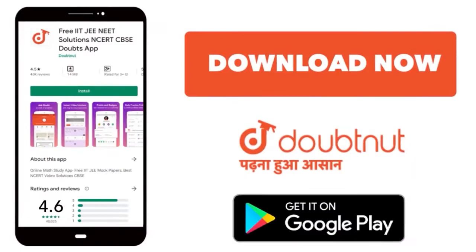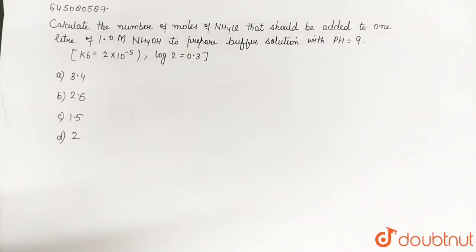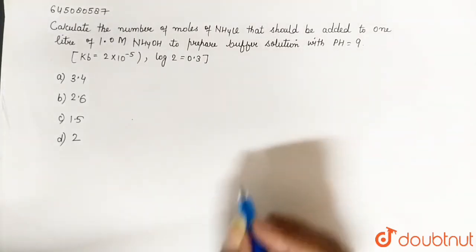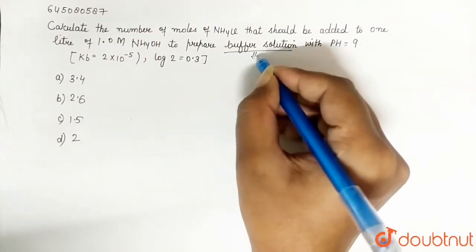Download Doubtnut app today. Calculate the number of moles of NH4Cl that should be added to 1 liter of 1 molar NH4OH to prepare buffer solution with pH 9. So we have to find the buffer solution. Now what is this buffer solution?